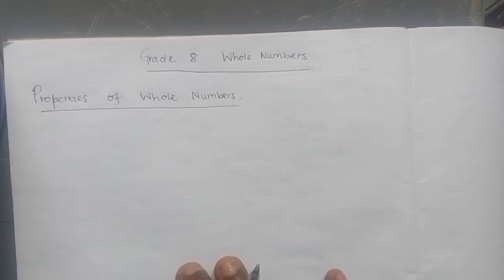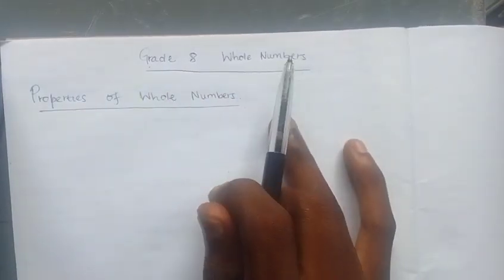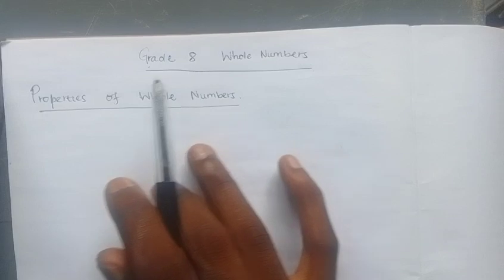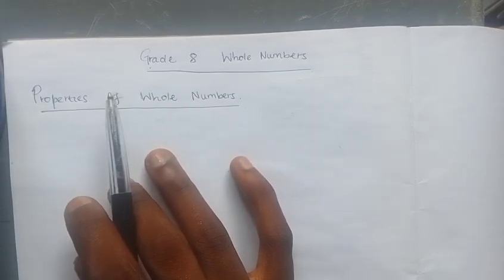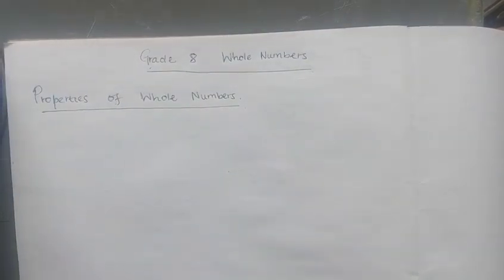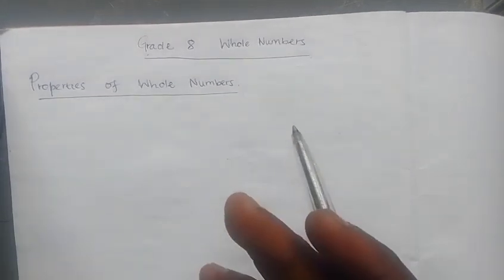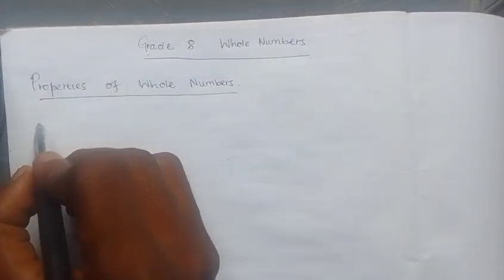The first part we're going to be looking at is, as you can see here, grade 8 whole numbers. The first part is going to be the properties of whole numbers. So, the first property we are going to look at is called the commutative property of addition and multiplication.